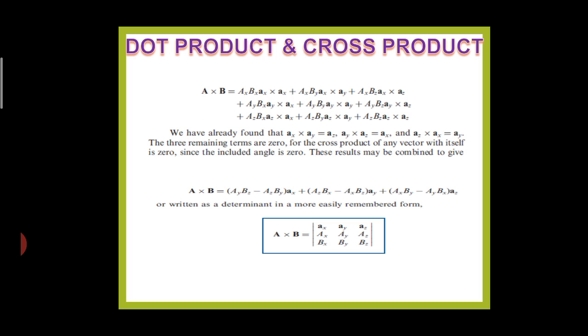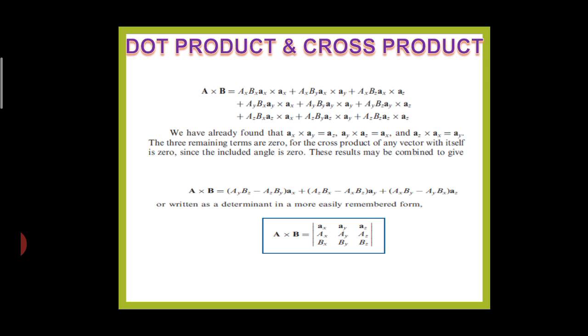Now the equation: a cross b equals ax bx (ax cross ax) plus ax by (ax cross ay) plus ax bz (ax cross az) plus ay bx (ay cross ax) plus ay by (ay cross ay) plus ay bz (ay cross az) plus az bx (az cross ax) plus az by (az cross ay) plus az bz (az cross az).